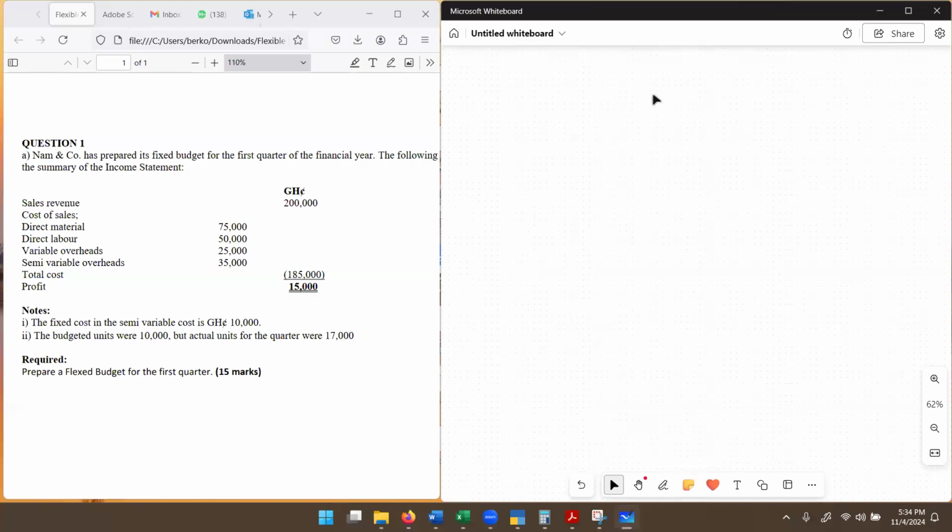All right. Okay. So I want us to look at this simple topic, flexible budgeting. Flexible budgeting. All right. So when we talk about flexible budgeting, what are we talking about?